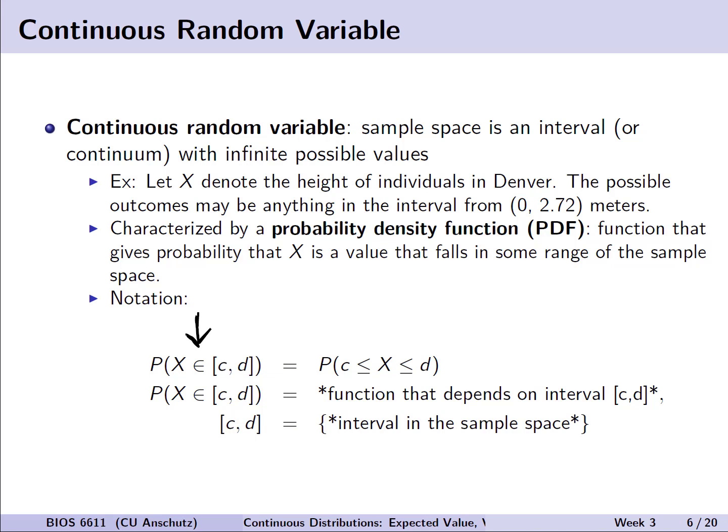And really what we're going to see is that probability of that interval is going to be some function that is dependent upon the given interval. And that interval should be something that's in the sample space of feasible values. So for example, in our height example, if I said what's the interval from -1 to 0, we would know that's infeasible because we would have negative heights.